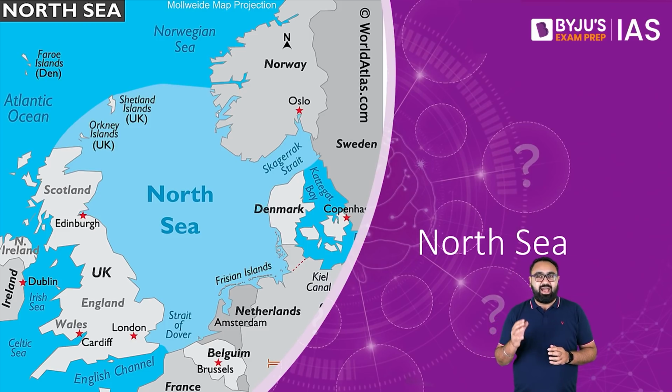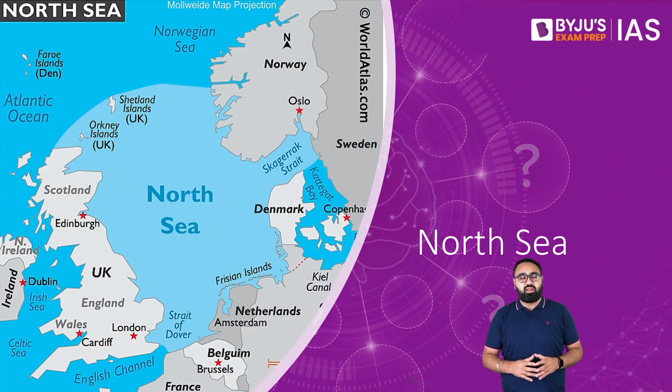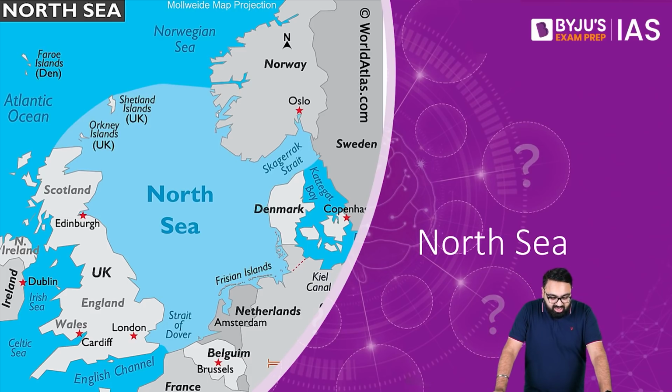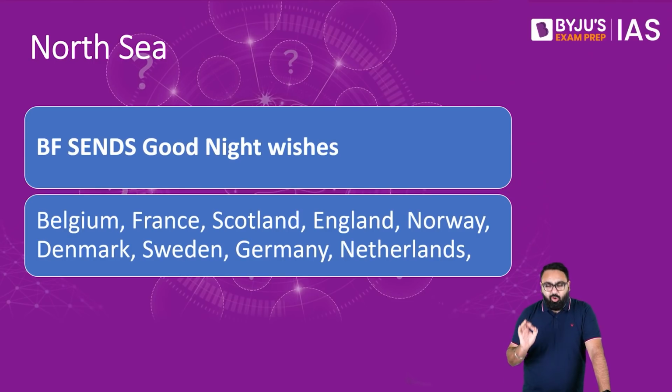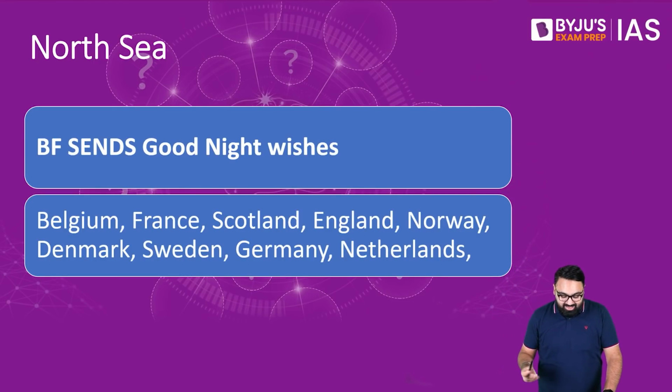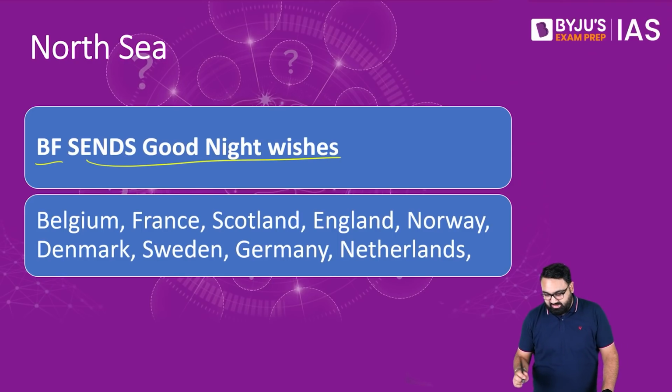You might not see it directly mentioned in editorials, but if you do read international media, it has been mentioned in a few articles. So it's relevant for us also to remember which are these nations that surround the North Sea. If you can see on the map, this is Scotland, UK, we have Belgium, Netherlands, we have Denmark, Sweden, Norway, etc. Now, for the North Sea, the good way to remember this: BF, boyfriend, sends good night wishes.